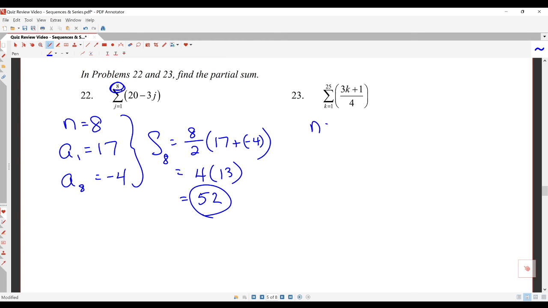In number 23, n is 25. We get our first term. 3 times 1 is 3, plus 1 is 4. 4 divided by 4 is 1 for our first term. And we need the 25th term, so a25. 3 times 25 is 75, plus 1 is 76. 76 divided by 4, well, half of 76 is 38. Half of that is 19.